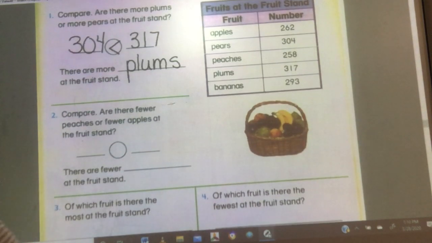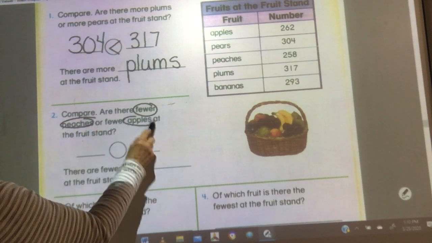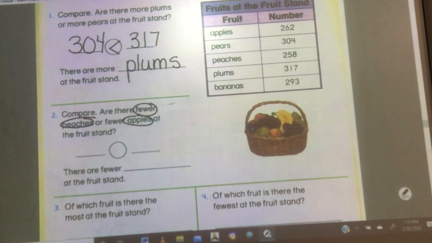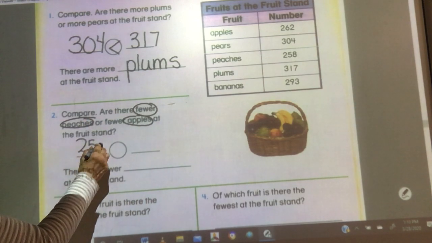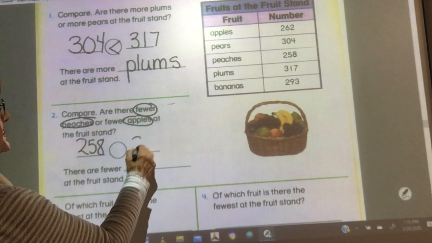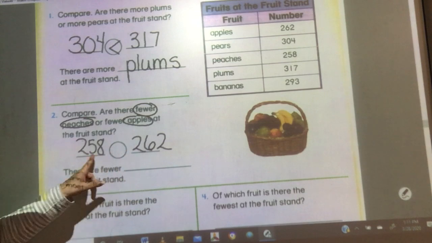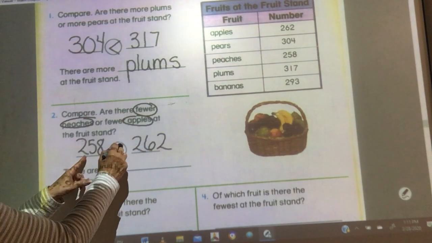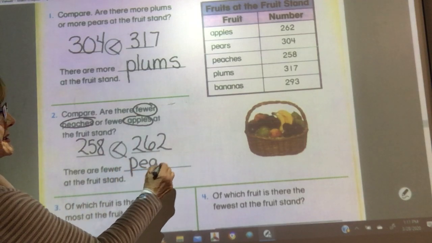Now we're comparing. They're asking, are there fewer peaches or fewer apples at the fruit stand? Well, first of all, let's take a look at peaches. How many peaches are there? 258. And how many apples are there? 262. Is 258 fewer than 262? Is 5 less than 6? Yes. So 258 would tell us that there are fewer peaches.